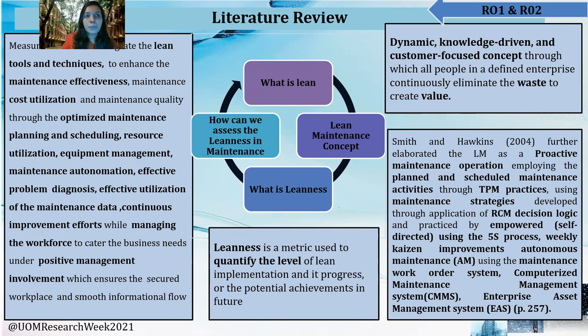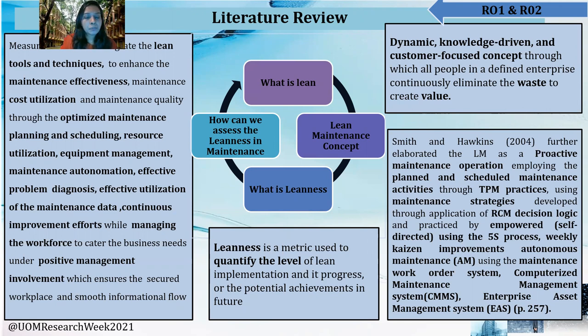So lean maintenance is basically a proactive maintenance operation which is assisted by diverse lean tools. The term leanness we have used on many occasions, and actually it is a metric that is used to quantify the level of lean implementation and its progress. Leanness can be assessed by practice-based assessment or performance-based assessment. When it comes to leanness in maintenance, there is a lack of a particular definition for that context. So what we did was go through the past literature and come up with a definition for leanness in maintenance.